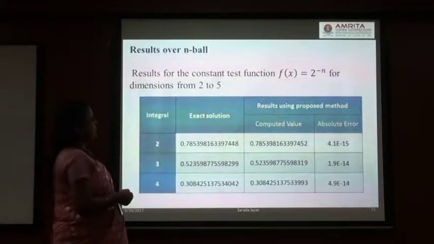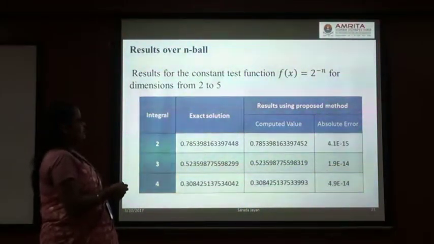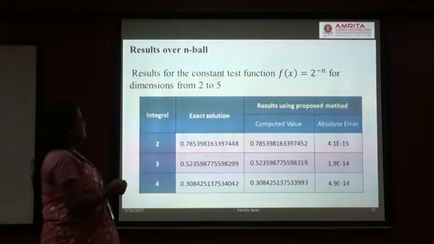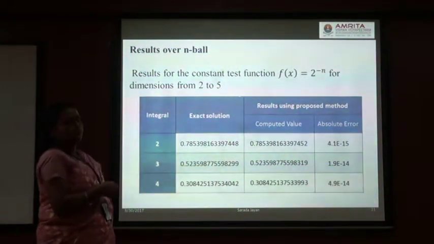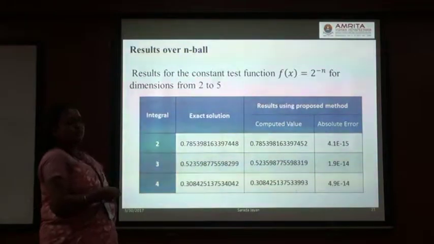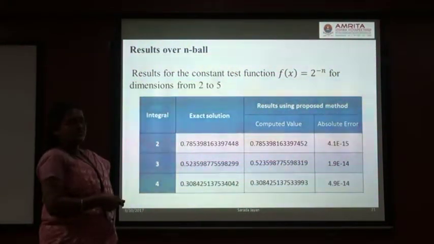For the results over the n ball, we have taken up a few functions from a standard paper. So it gives the integration of this, because we have only the exact solution for this particular function. When you compare the result for dimensions up to 5, we have calculated over the two-dimensional ball, that is disc, sphere, and we have also calculated for the 4D ball and 5D ball. So the results of integration are as follows. Here also we can see that the error which we are getting is very, very small.